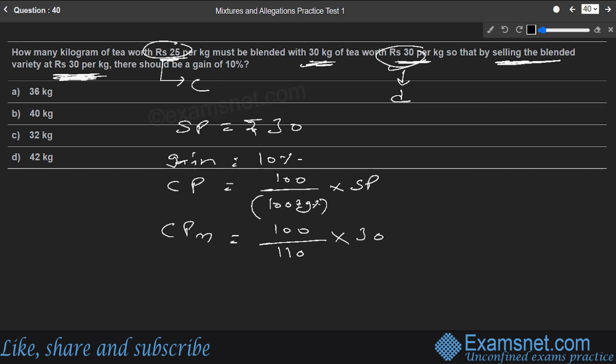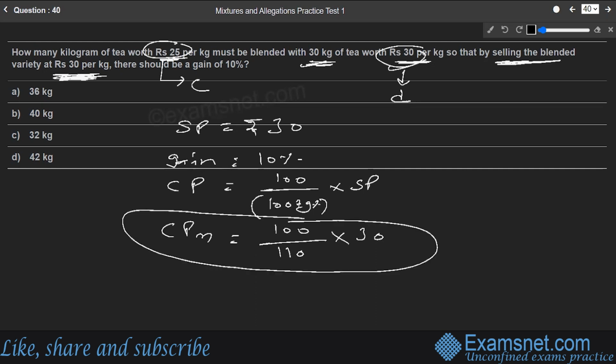If we solve this together, we're going to get our cost price. So this particular method can be used to find the mean price. Rather, if we solve this together, how much does this come out to be? This is nothing but 300 by 11. So that is the ultimate cost price at which the mean price should be made of the two types.